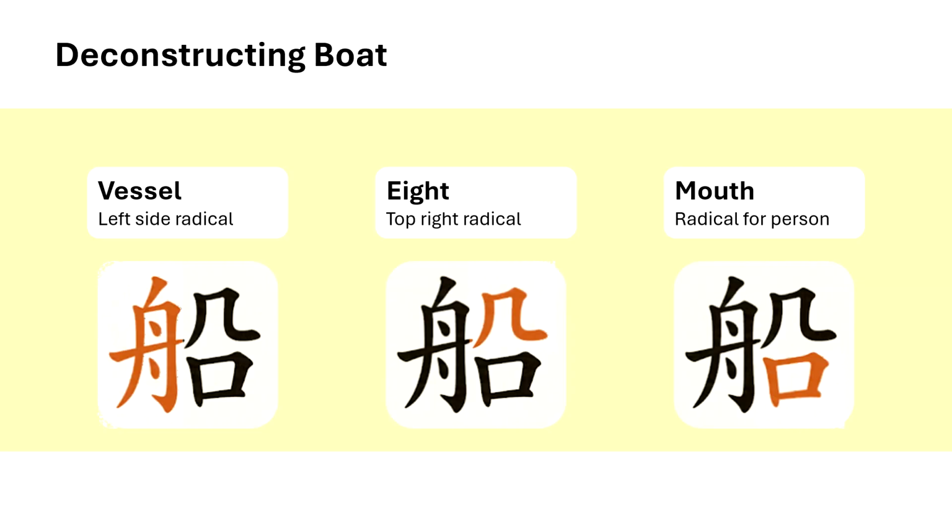Let's break this down exactly the way the authors did. First, on the left side of the character, we have the radical that means vessel. Second, up on the top right, we have the radical for the number 8. And third, situated right below the 8, we have the radical for mouth. And in this context, mouth is widely understood to represent a person, kind of like how we say we have 8 mouths to feed. So a boat is literally defined in this ancient language as a vessel containing 8 people.